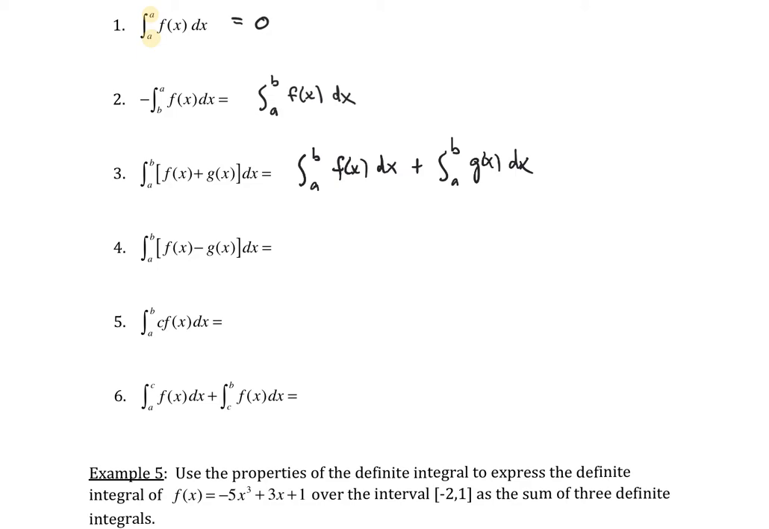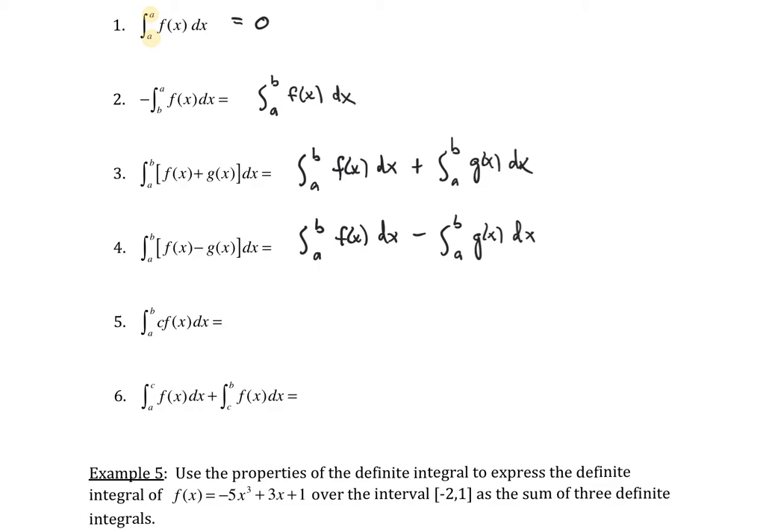The fourth property is very similar to the third property. It's just involving a difference. So the integral of a difference of two functions is a difference of integrals. So we can take the integral from a to b of f of x dx and subtract what we get when we find the area from a to b of g of x dx.